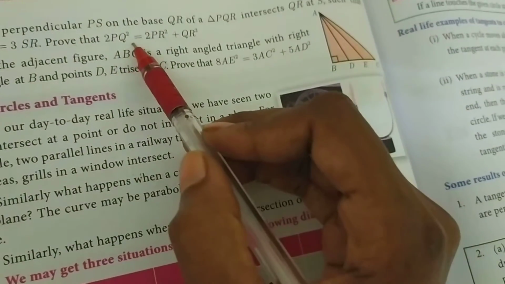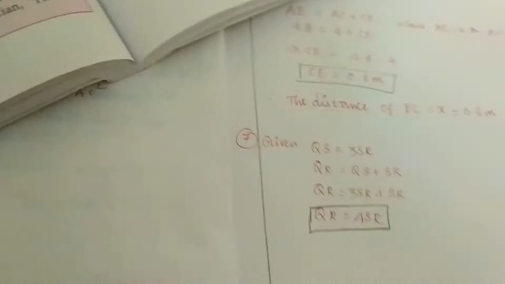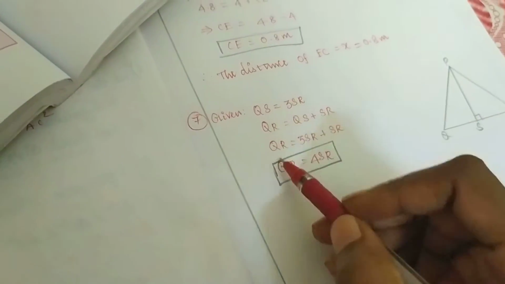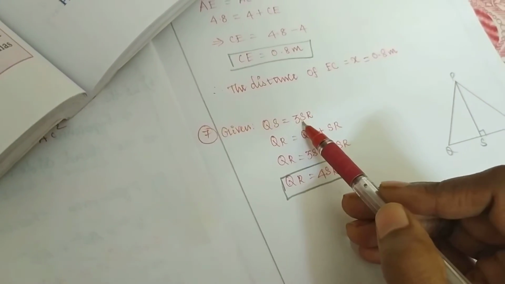What we are going to prove is 2 times PQ square equals 2 times PR square plus QR square. That's what we are going to prove. So I am taking only this as my given. I am taking QR equal to 4, and QS is equal to 3 times SR.